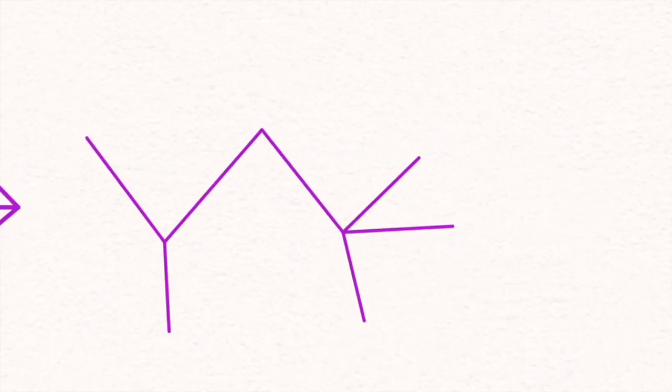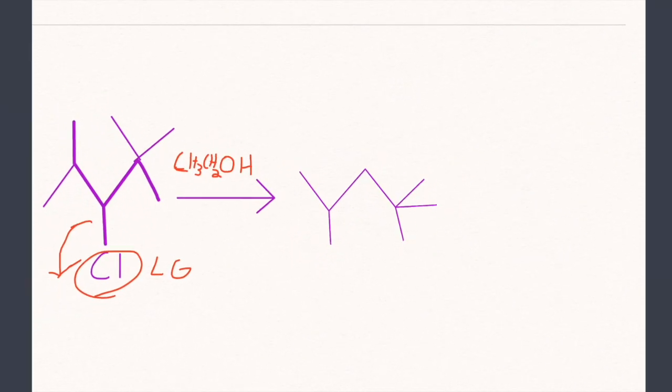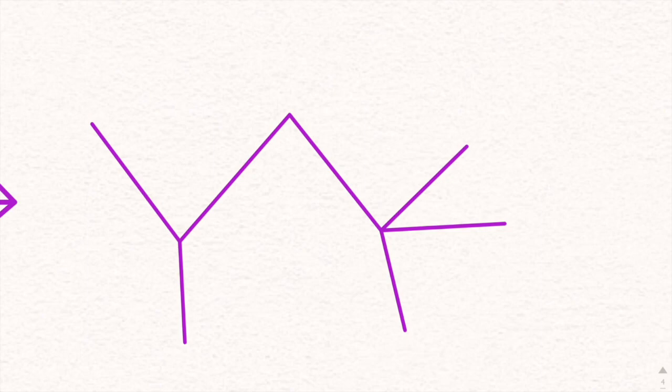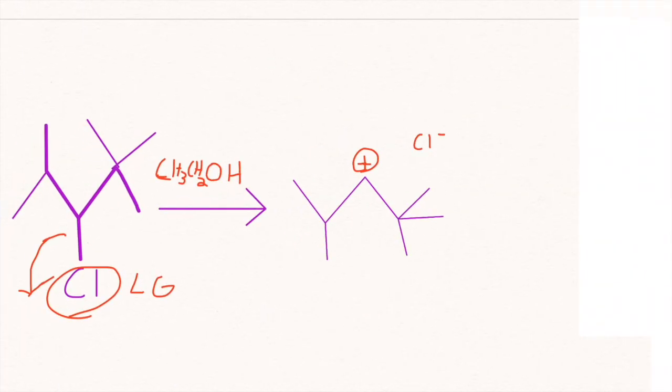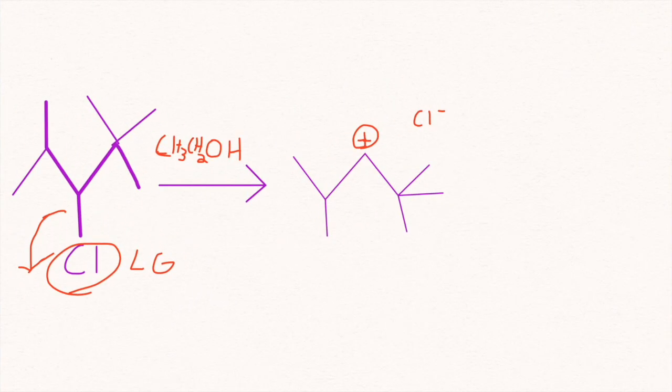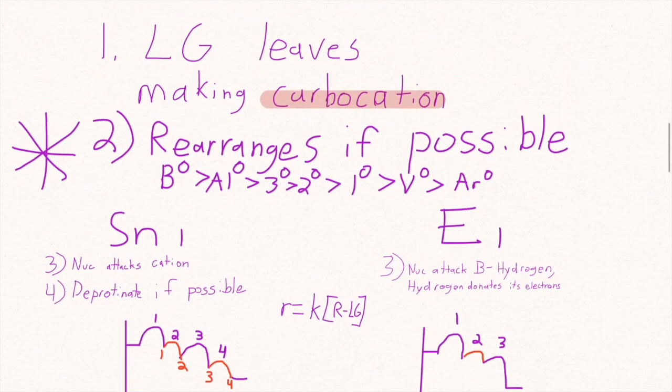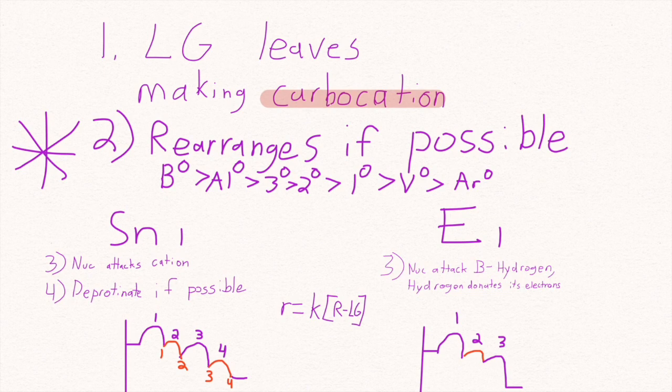So now we have this compound here. Our leaving group was up there. So now it's replaced with a positive charge, and the leaving group is off on its way, being stable on its own, like a good leaving group does. Next, let's look at our mechanisms. Now, the next is optional. This only happens if possible.